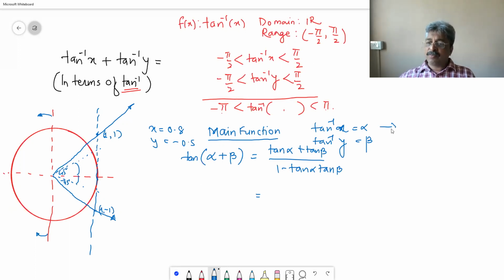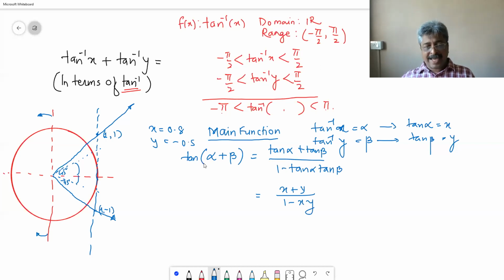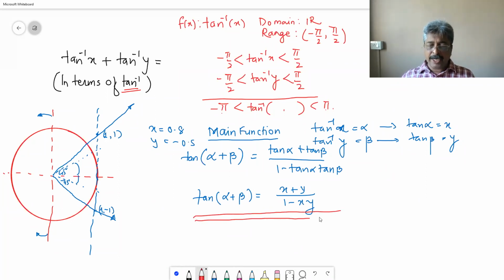However, tan alpha, from this we get tan alpha is equal to x. From this we get tan beta is equal to y. Therefore, I can replace these values over here: x plus y upon 1 minus xy. Okay. So, this is tan of alpha plus beta, and we are not interested in tan of alpha plus beta, therefore we should take tan inverse. Now this is a danger line. This is a danger line. The next step is going to be dangerous.